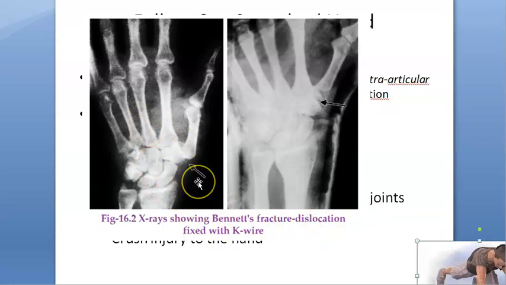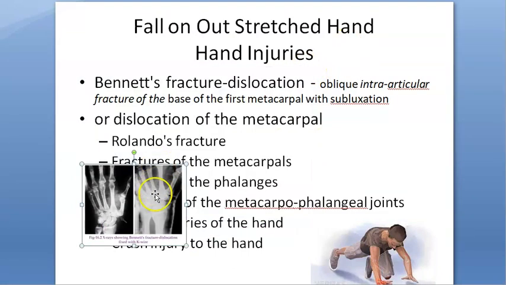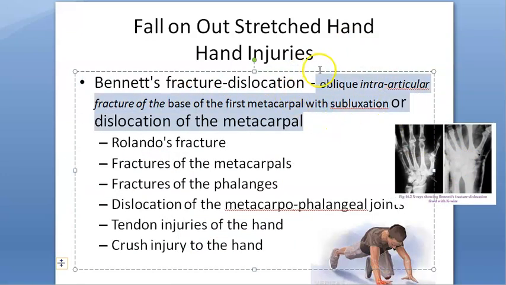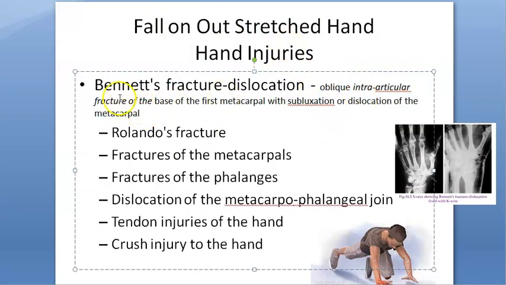So this is the Bennett's fracture. So what exactly is fractured in this Bennett's fracture? Let's check. So the base of the first metacarpal with subluxation or dislocation of the metacarpal. So what is injured here? Intra-articular fracture of the base of the first metacarpal with subluxation or dislocation of the same metacarpal. Okay, first metacarpal you understand.